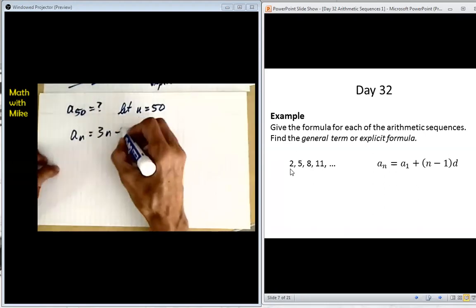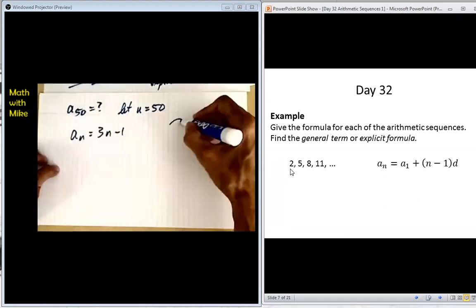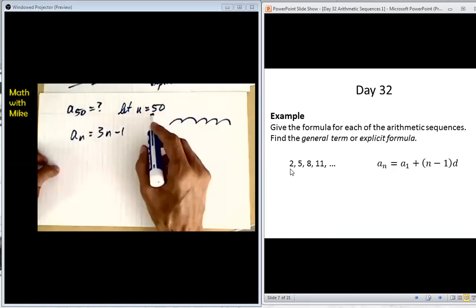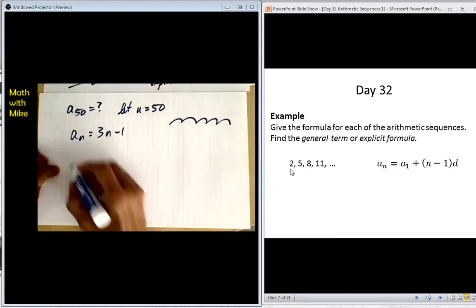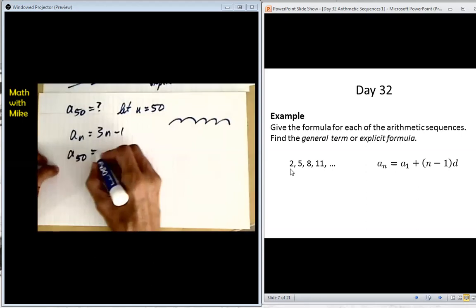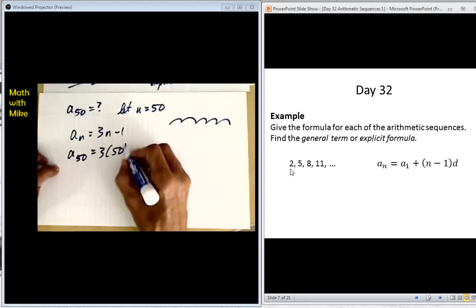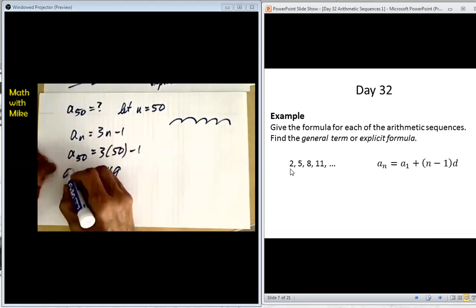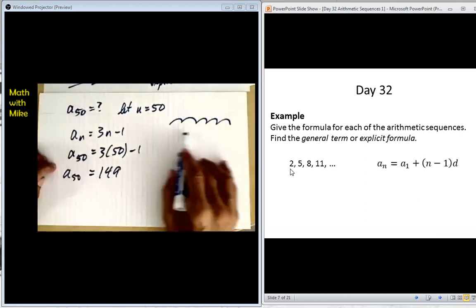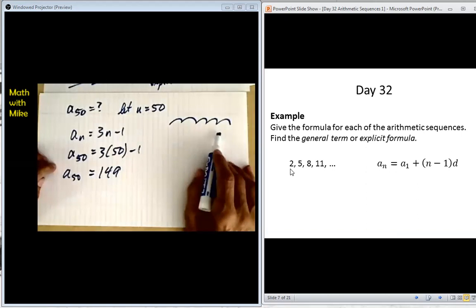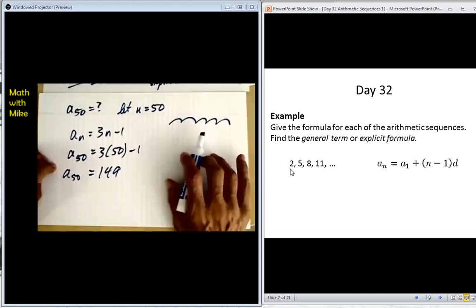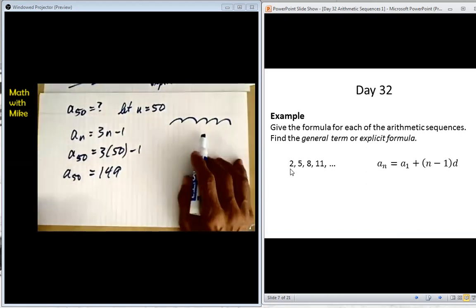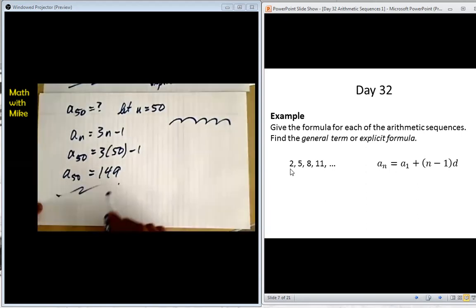As opposed to bouncing from one term to the other 50 times, right? So you want the 50th term. That's 3 times 50 minus 1, 149. Okay, it would still be bouncing from 2 to 5 to 8, 11, right? 13. Would still be counting. Got the answer right there.